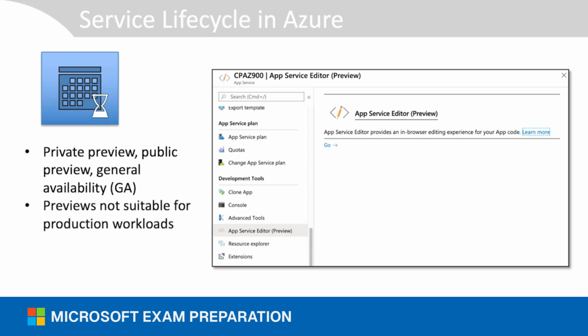Preview features are not designed for production use. They can change often, and some of those changes might actually break your resources. Also, for that reason, previews offer no SLA, but they're often offered at a reduced price. Preview features in the Azure portal will usually display preview badging. For example, in this image, you can see Azure App Service Editor, and it's clearly labeled as a preview feature. You'll likely see this kind of badging in many other Azure services as well.